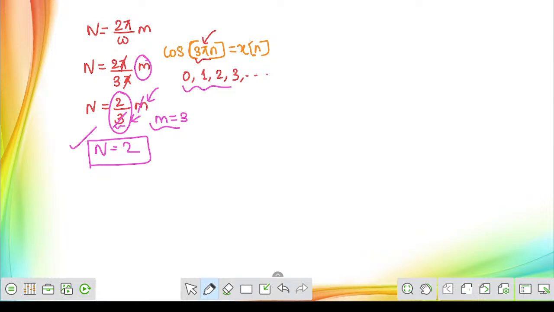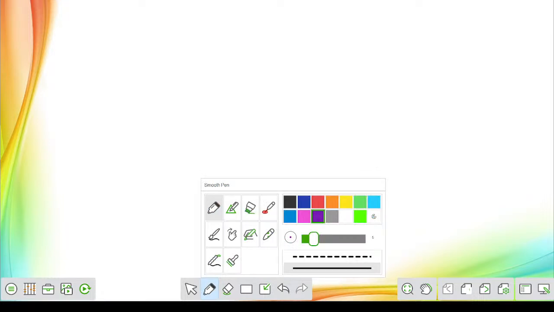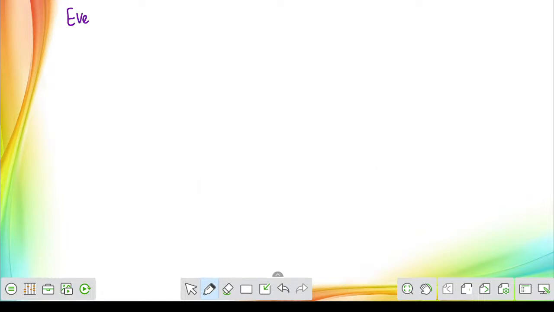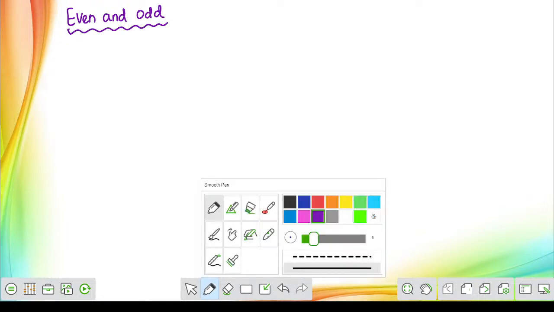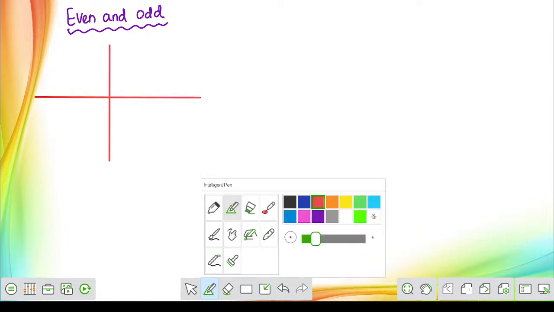Okay. Another most important signal is the even and odd signal. Let us enter into the even signal and odd signal. Sir, what is the meaning of an even signal and what is the meaning of an odd signal? An even signal is the one for which the first and second quadrants are symmetrical to each other.